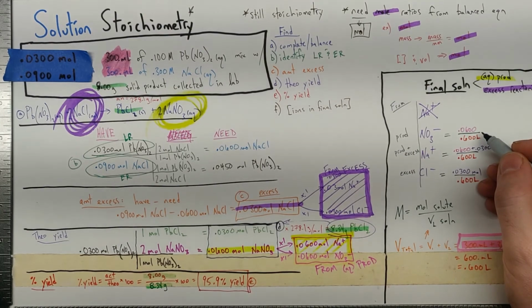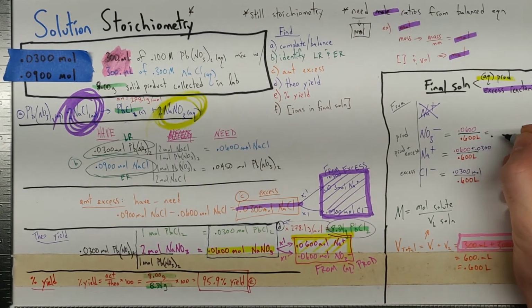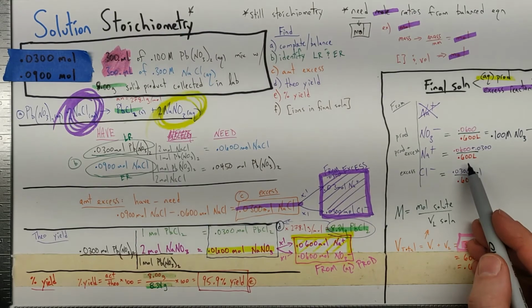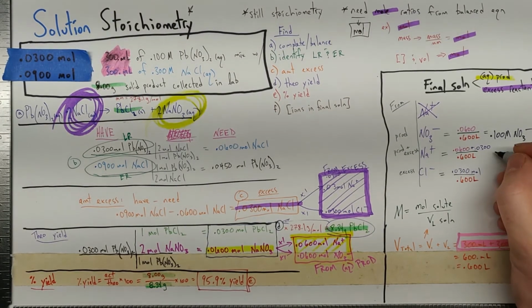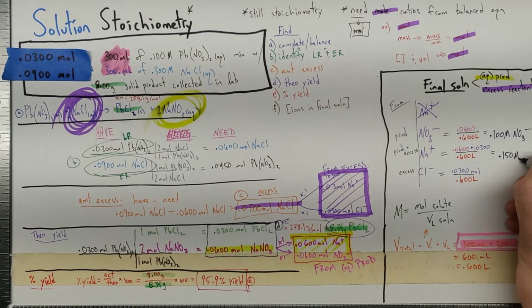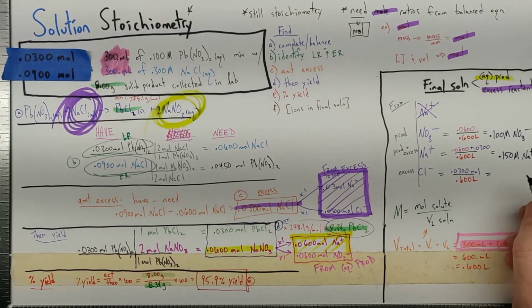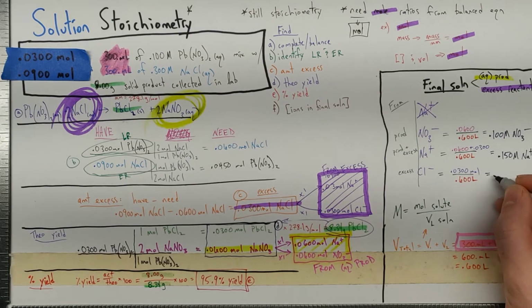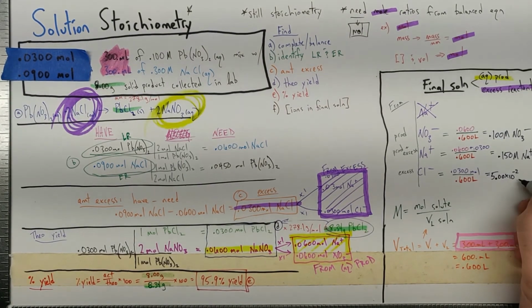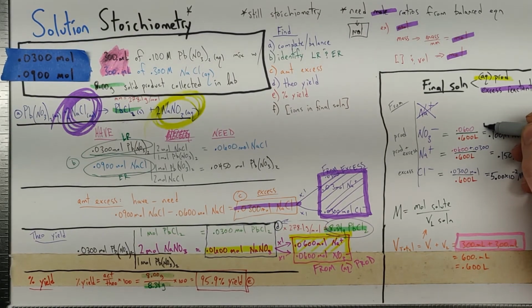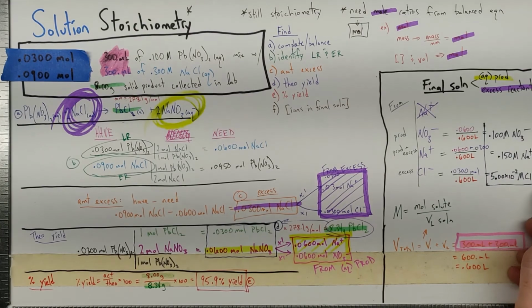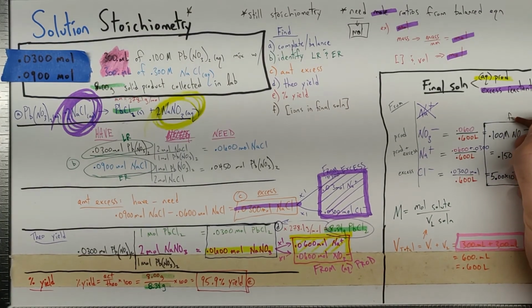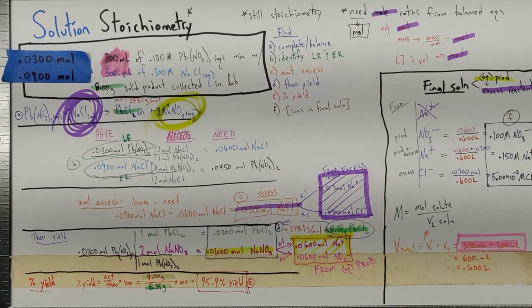0.06 over 0.6 for the nitrate ions gives us 0.100 molar NO3 minus. Okay, for the sodium ions, you've got 0.09 over 0.6, which gives you 0.150 molar sodium ions. And then for the chloride ions, we've got 0.03 over 0.6, which ends up being 5.00 times 10 to the minus 2 molar Cl minus. I switched that to scientific notation because we had a number less than 0.01. So this is letter F, the concentration of our species present in the final solution.